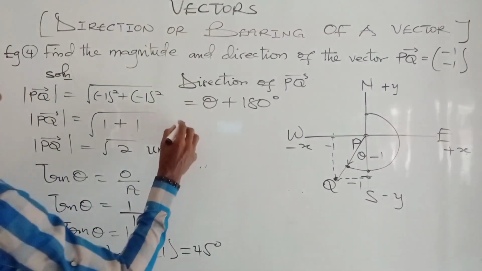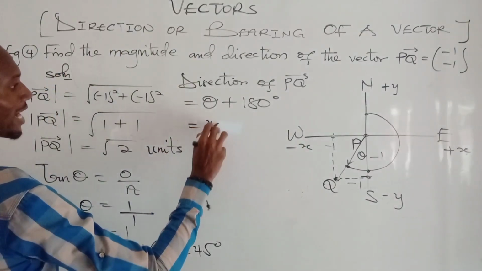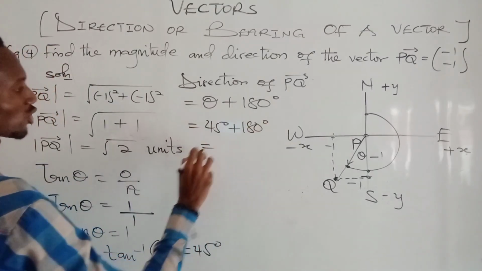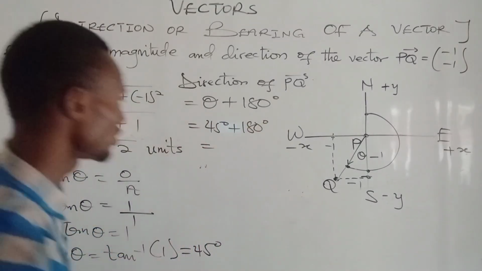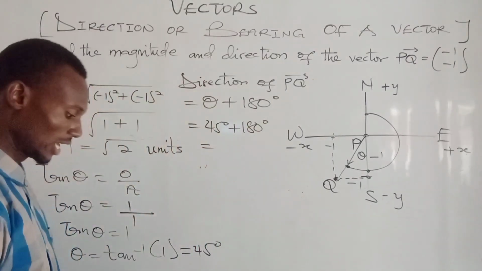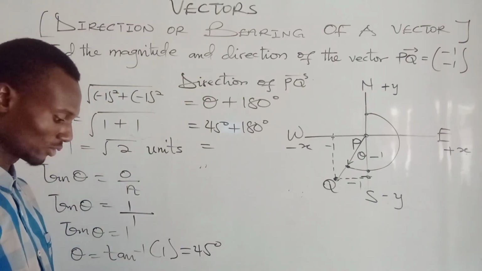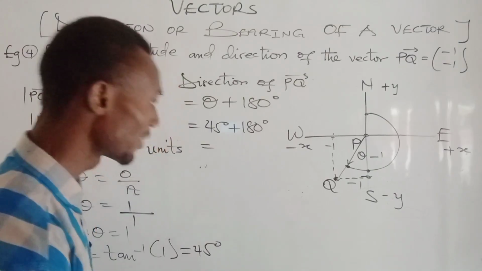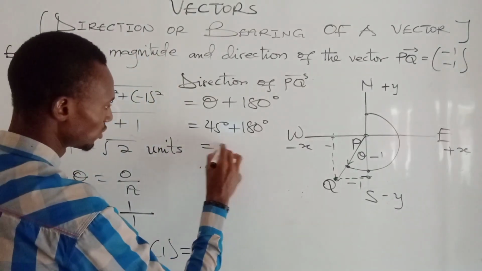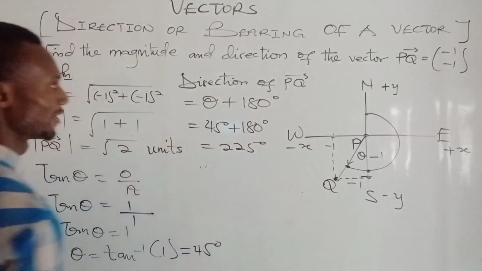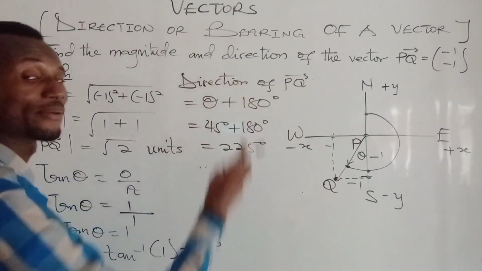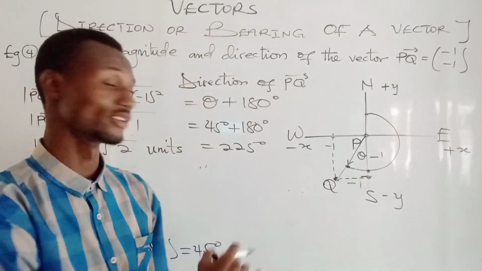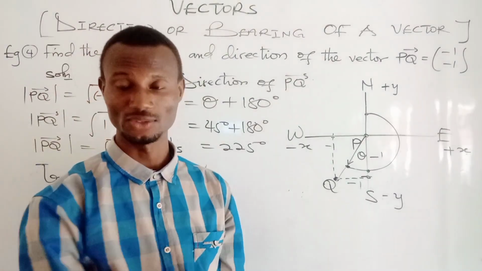Okay, so it will be equal to 45 degrees plus 180 degrees, and that will result in, let me use my calculator to help us get the final answer. So 180 plus 45 gives 225 degrees. So 225 degrees. Okay, so this is the direction of the vector PQ. It is 225 degrees. Okay, so this is the final answer.